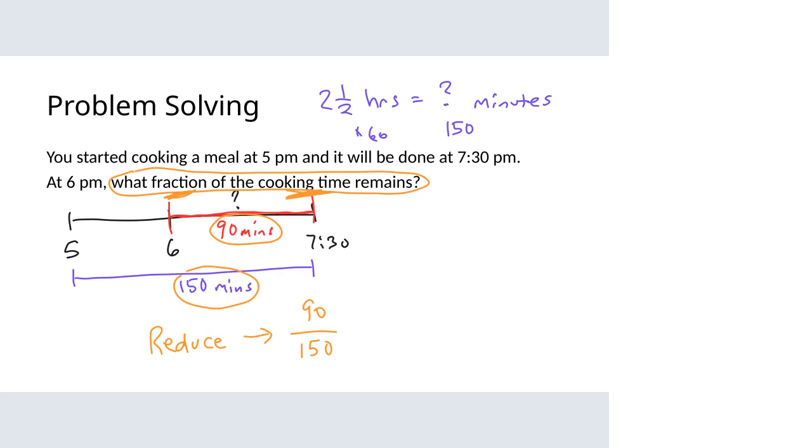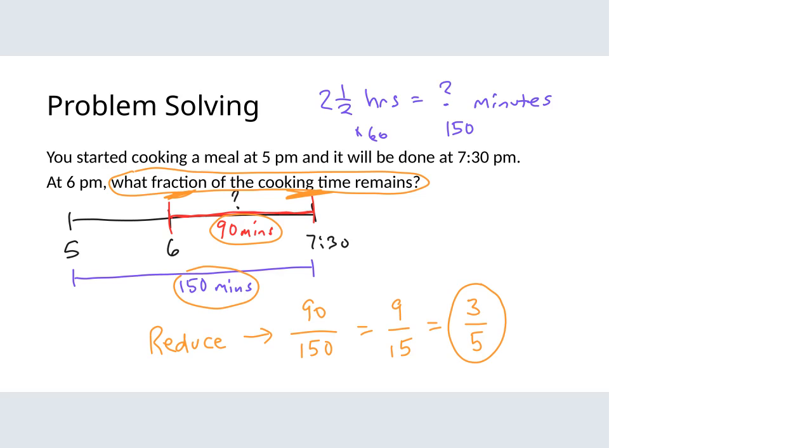There's a lot of ways you could go here. It looks to me like they're both even numbers. So you could divide by 2 right out of the gate. But because of these zeros here, I'm going to go ahead and divide by 10 right out of the gate and see that that's 9/15 of the cooking time remains. 3 will go into both of those. 9 divided by 3 is 3. 15 divided by 3 would be 5. And so, as strange as it is, 3/5 of the cooking time remains.